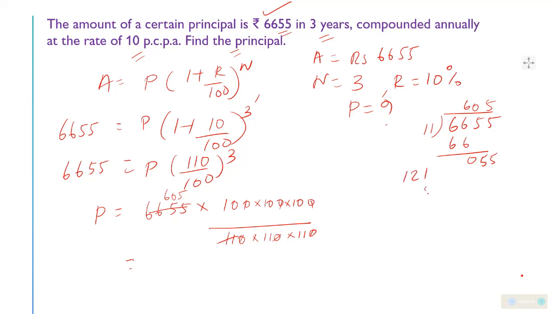121 into 5 is equal to 5 ones are 5, 5 twos are 10, 4, 5, 1, 605. That means this 11 into 11 will go in this 5 times, and you get 5 into 10 into 10 into 10. Right, answer is 5000. So that's why 5000 rupees was the principal.